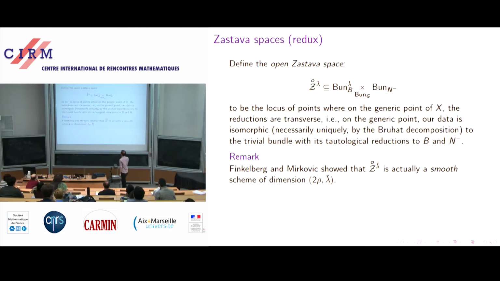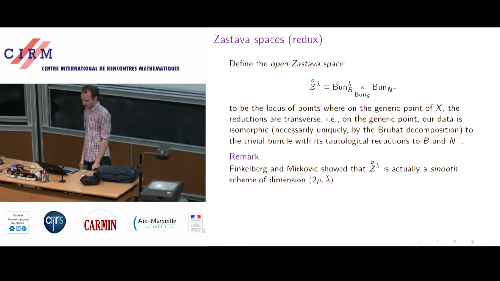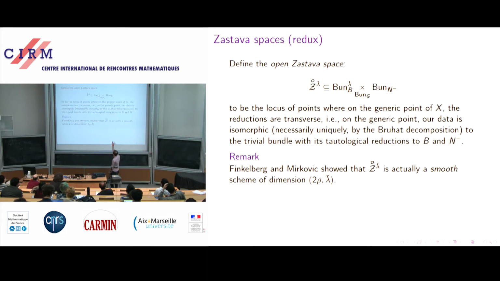So now, to define this open Zastava space inside of this quotient, Bun B fiber product over Bun G with Bun N minus: it's a G bundle on the curve with a reduction to the Borel and a reduction to the unipotent radical of the opposite Borel. And what I require is that these two reductions be transverse at the generic point. So if you trivialize your G bundle, this should correspond to the open point in G mod B mod N minus at the generic point. This is the same as a map to G mod B mod N minus, and it should be the open point at the generic point. And lambda check just encodes the degree of the corresponding B bundle. So if you pass to the associated graded, the corresponding T bundle, that's the degree I want.